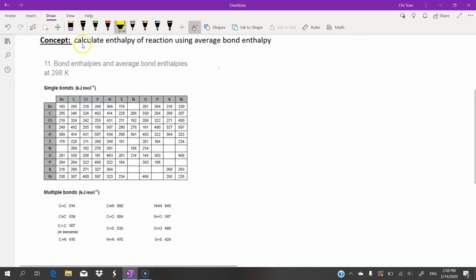And the concept is to calculate enthalpy of reaction using average bond enthalpy. So here we have an example of a reaction, carbon reacting with oxygen to produce carbon dioxide. And remember to always balance your chemical equation. And then we're going to use this formula right here.